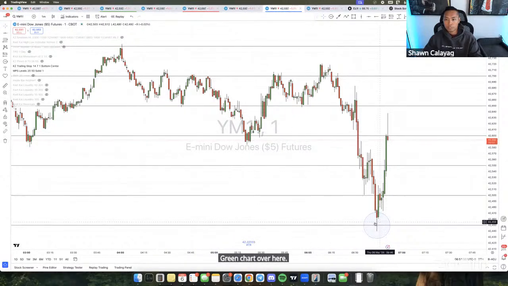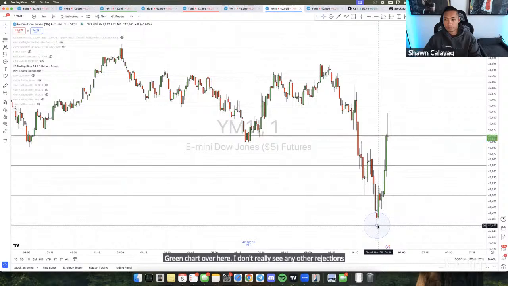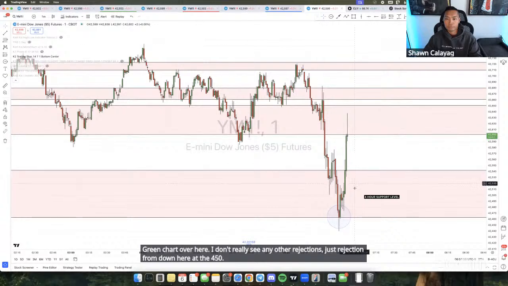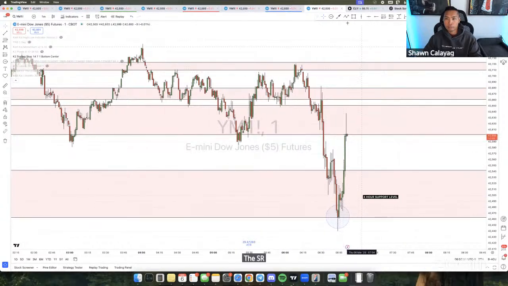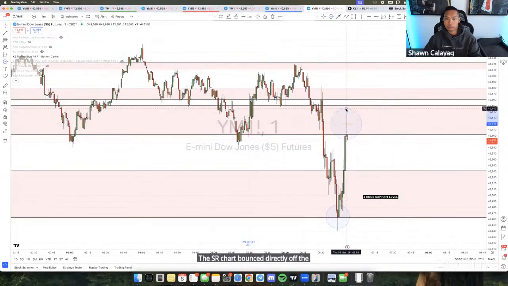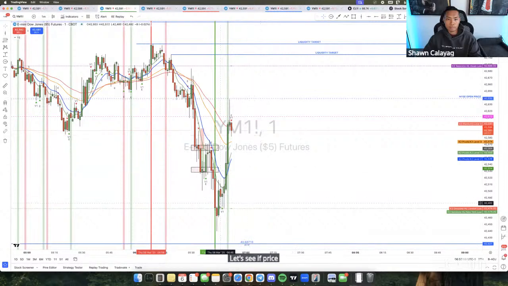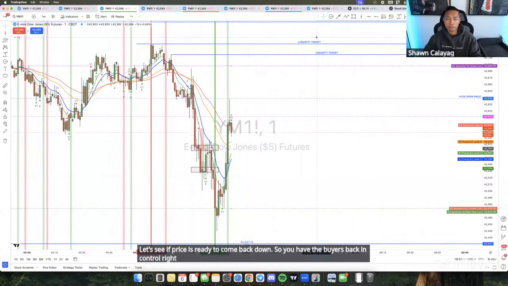Don't really see any other rejections, just rejection from down here at the 450. The SR chart bounced directly off the 4-hour support level. It's now rejecting off the resistance. Let's see if price is ready to come back down. So we have the buyers back in control right here for a little bit, and we'll see if price comes right back down from here.